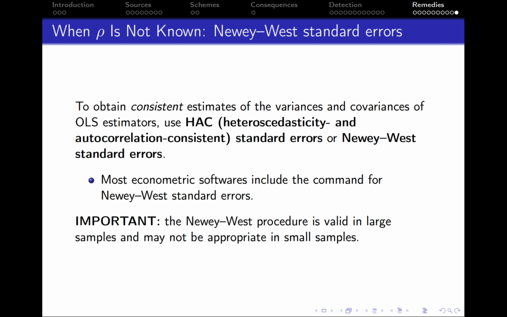Most econometric software includes the possibility to use those standard errors, so you don't need to worry about them. However, please keep in mind that the Newey-West procedure is valid only in large samples. So if you have a small sample, unfortunately, you cannot use this procedure. It's not valid in small samples.